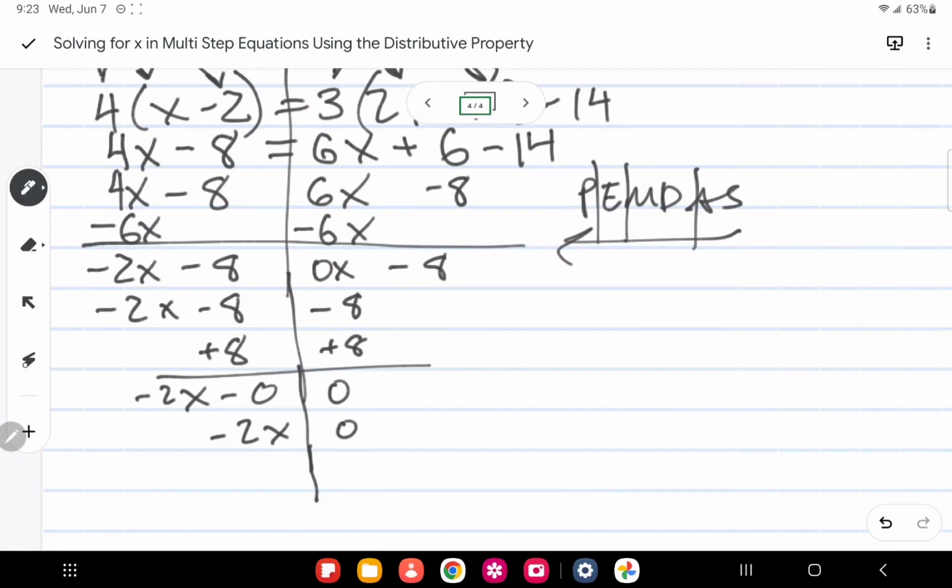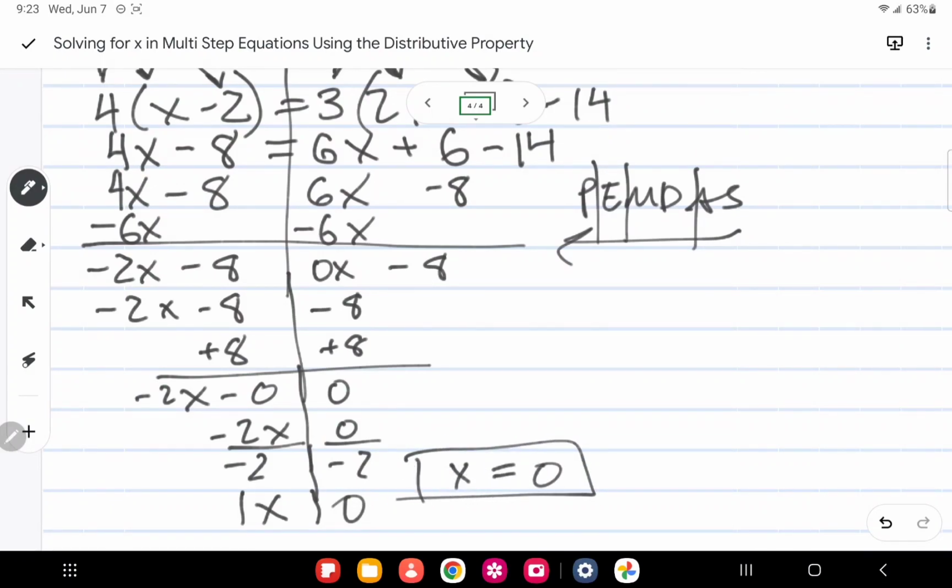Now, the next operation is multiplication of negative 2 with x. The opposite of multiplication is division. So we will divide this side by negative 2 and also the other side. That renders us with negative 2 divided by negative 2. That is just 1x. 0 divided by any number, or by negative 2, is just 0. So in essence, our answer is just x equals 0.